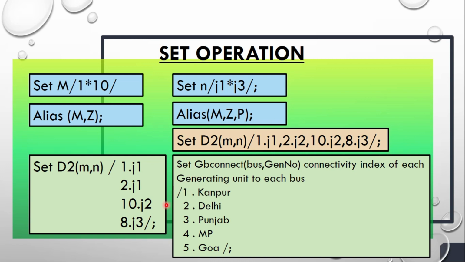Now you need to write 1.Kanpur, 2.Delhi, 3.Punjab, 4.MP, 5.Goa. So 1 is my bus number and this is my generator number. Like 1 is in Kanpur, 2 is in Delhi, then Punjab, MP and Goa. You can create it in a similar fashion. These are buses 1, 2, 3, 4 and 5. We will see this coding in our upcoming videos, but this is just to tell you how set operations work, in one dimension and in two dimensions.